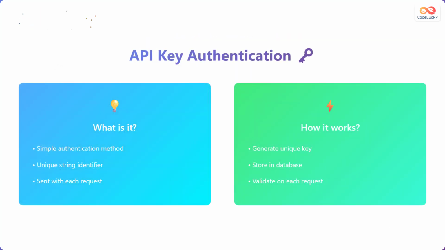Let's discuss Application Programming Interface Key Authentication. Application Programming Interface Key Authentication is a simple authentication method that involves using a unique string identifier, the API key, which is sent with each request to the API. So, how does it work? First, you generate a unique key for each user or application. Then you store the API key in a secure database. And lastly, you validate the API key on each incoming request to ensure it is valid and authorized.